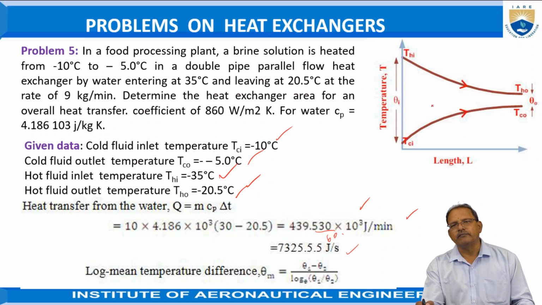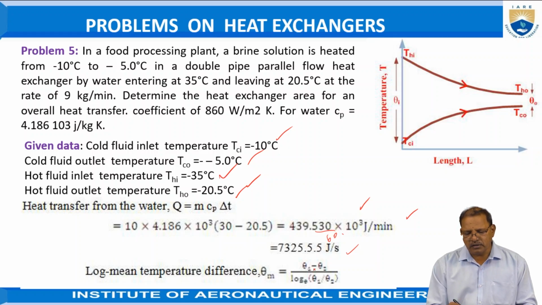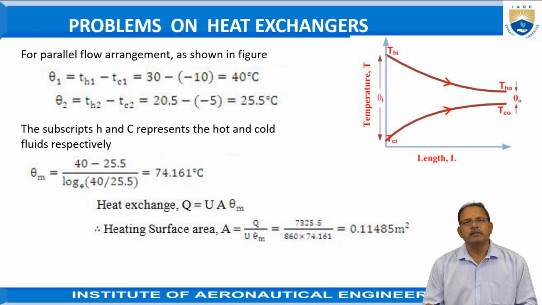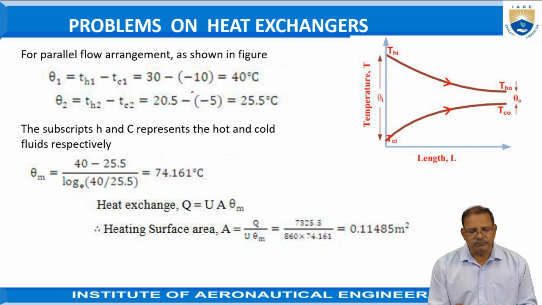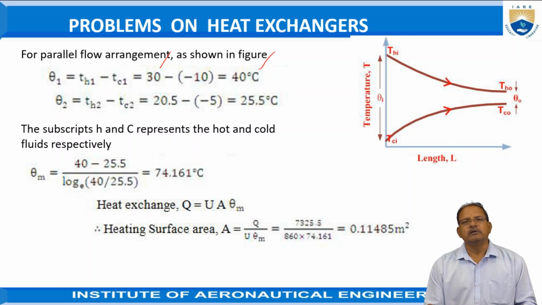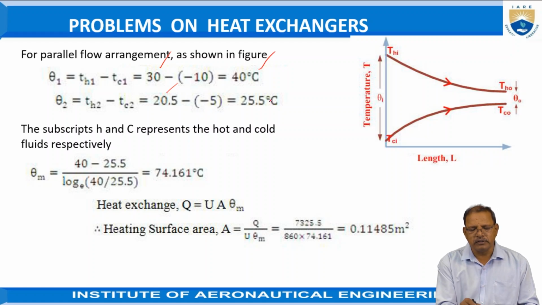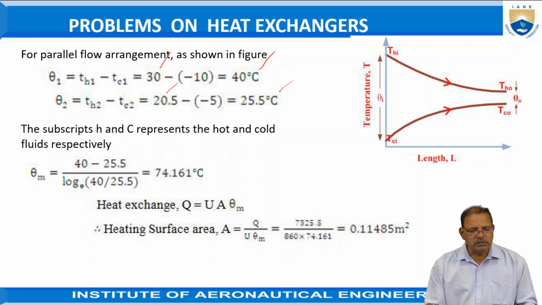The logarithmic mean temperature difference Tm is given by the temperature difference at the inlet and the temperature difference at the outlet. That is T1 minus T2 divided by log of T1 by T2. So T1 is equal to the temperature at the inlet, which is 30 minus minus 10 now, because the inlet of the water is given as 30 degrees, but the inlet temperature of the brine solution is minus 10. The difference is equal to 40 degree centigrade. T2 is the temperature at outlet, that is 20.5 is the outlet temperature of the water, and minus 5 is the brine solution temperature. So 20.5 minus of minus 5 is equal to 25.5 degrees centigrade. The subscripts H and C represent the hot and cold fluids respectively in the given problems.